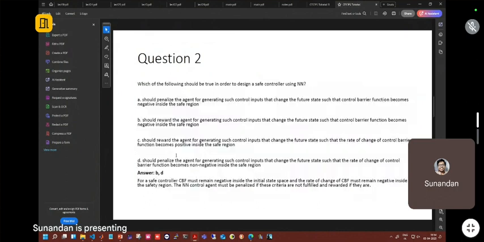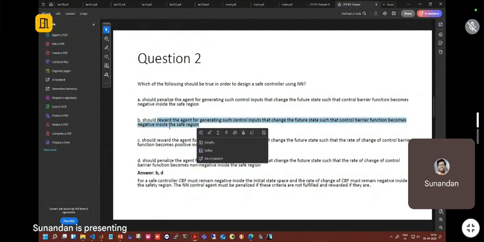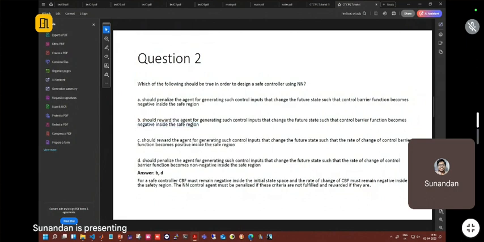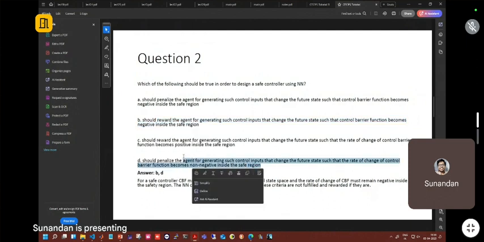Why should B and D be right? Because if I don't reward the agent for maintaining negative values inside the safe region, my controller will not become safe. And if I don't penalize while achieving so, it should always reduce the value of CBF. If it's not reducing the value of CBF, then I should penalize it. It might achieve this, but sometimes it may produce some control inputs that are increasing the value of CBF while inside the safe region, and that may eventually lead to some unsafe state.